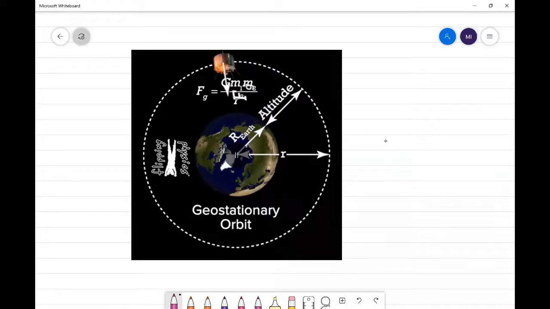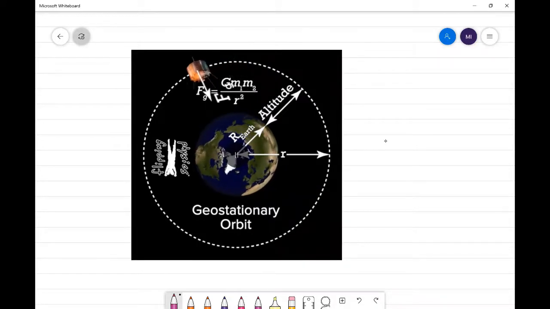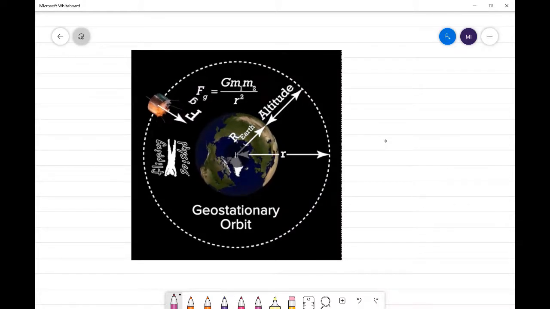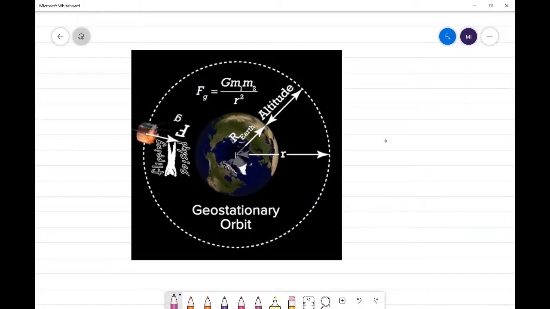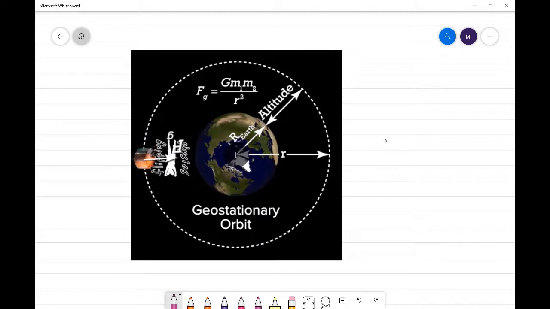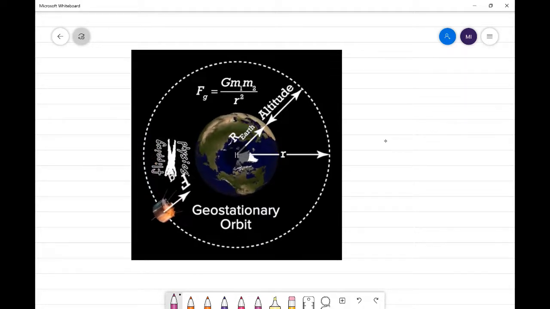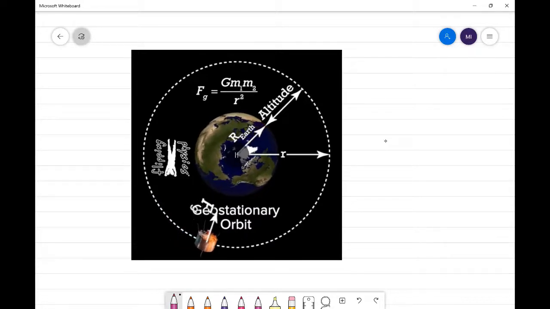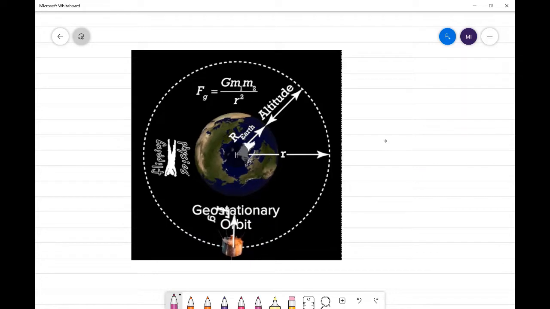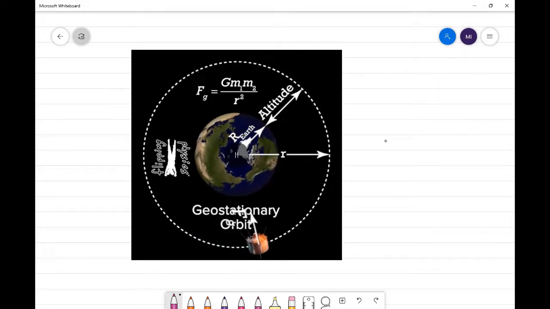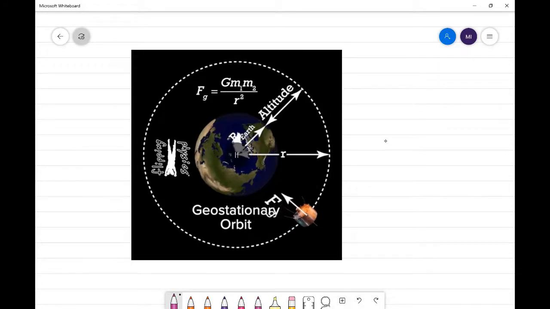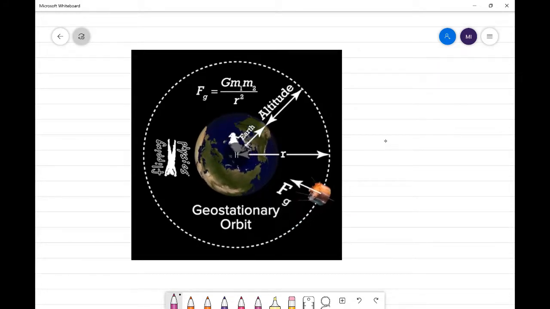Look at this diagram. This is the artificial satellite, and it moves around the Earth with the same speed as the speed of the Earth about its own axis. So the orbital speed of the satellite is equal to the rotational speed of the Earth. Now the question is why. It is because it always points towards the same point on the Earth.